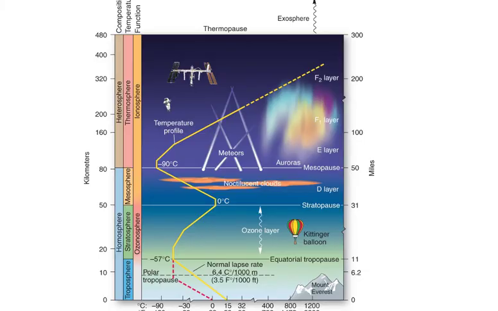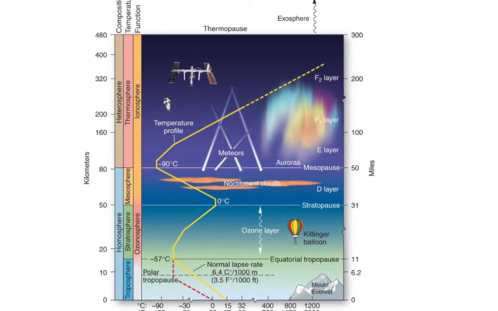This figure illustrates the three ways our atmosphere can be delineated, namely by composition, temperature, and function. In each case, it's the same atmosphere, but simply examined using different characteristics.